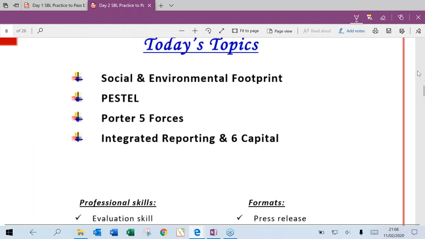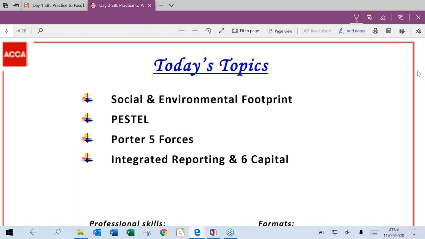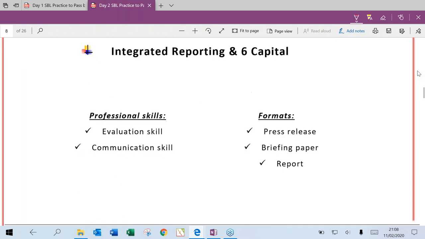Okay, so with that, let's quickly hit today's topic, and I would like to speed up a bit. Social and environmental footprint, PESTEL, Porter's 5 forces, and integrated reporting we will be doing tomorrow.